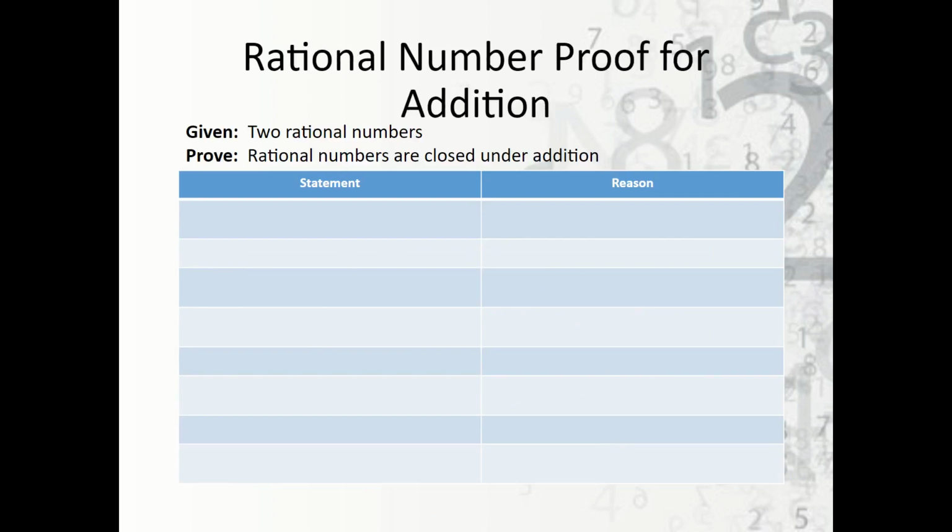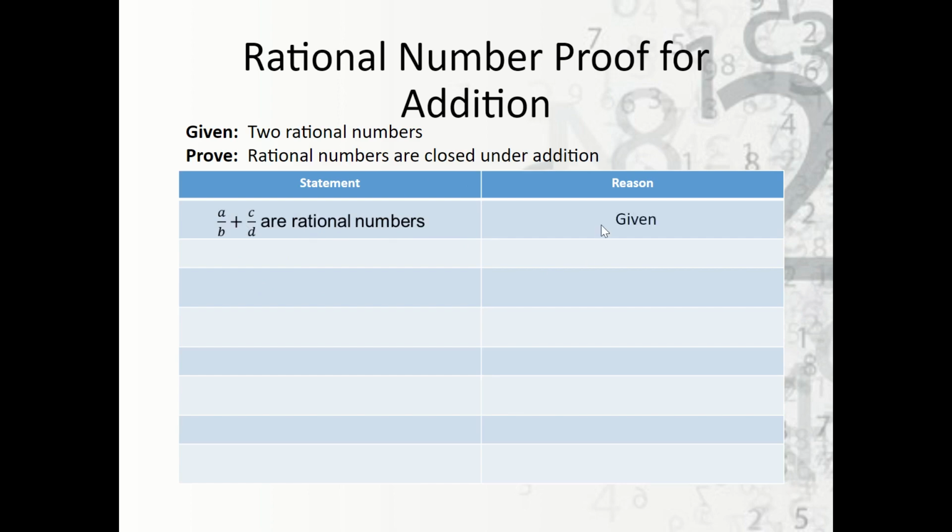So we're given two rational numbers, and we're expected to prove that rational numbers are closed under addition. So this should always be how it starts. A over B plus C over D are rational numbers. It should always start that way. Now, the operation may change. If we're doing subtraction, then this will be A over B minus C over D. If we're doing multiplication, it would be A over B times C over D. But no matter what, we start with this.